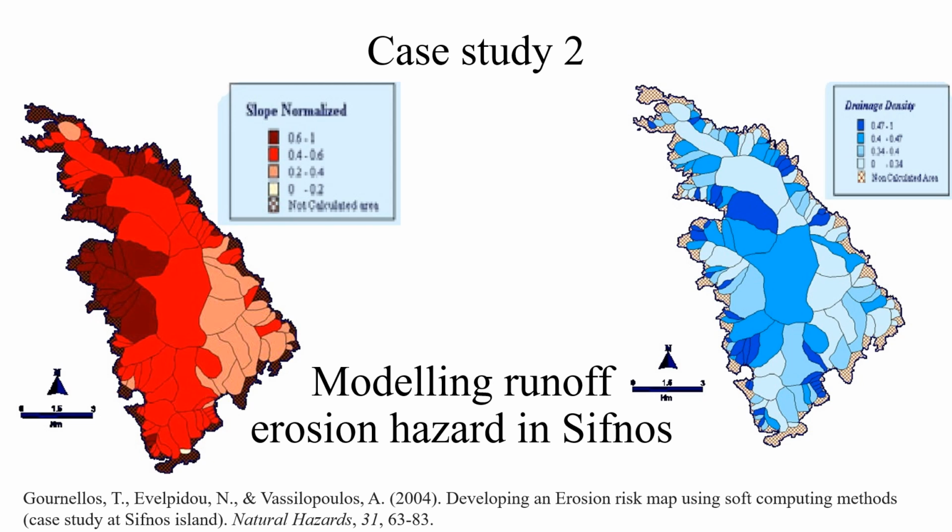Also, we created a drainage density map. As runoff erosion is produced by water runoff, the latter is expected to be higher within or very close to a stream rather than in an area with no streams. The hazard is thus increased as drainage density increases.